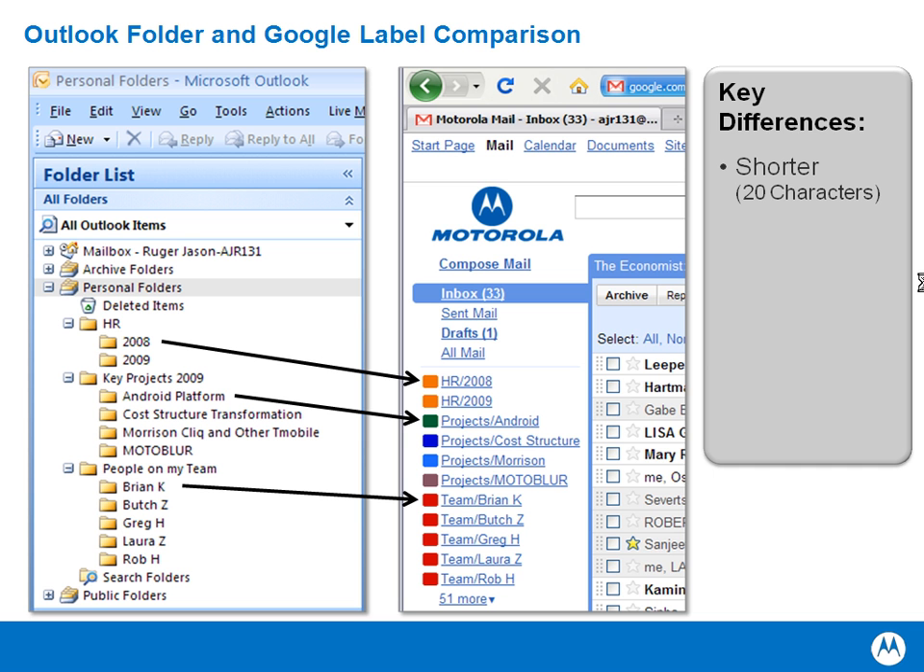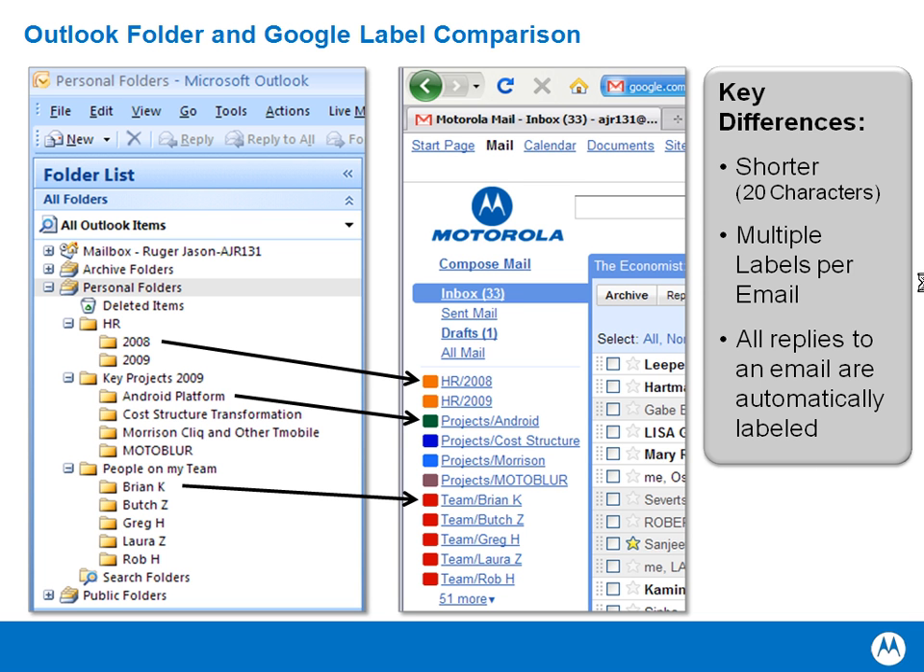However, there are a few key differences. One is Google labels are shorter. Approximately 20 characters is the optimal length. Second, you can have multiple labels per email in Google Mail. That creates a lot of flexibility on the way you structure and tag your emails.